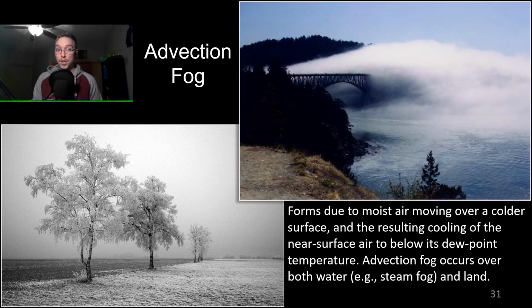Next, we've got advection fog. So this forms due to moist air moving over a colder surface and the resulting cooling of the near surface air to below its dew point temperature. Advection fog occurs over both water and land.